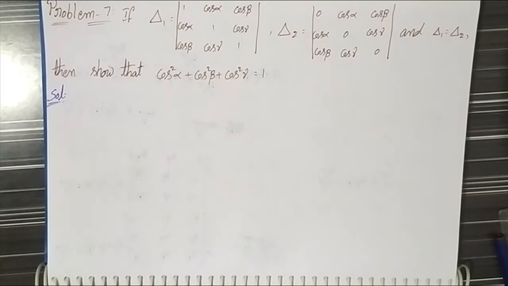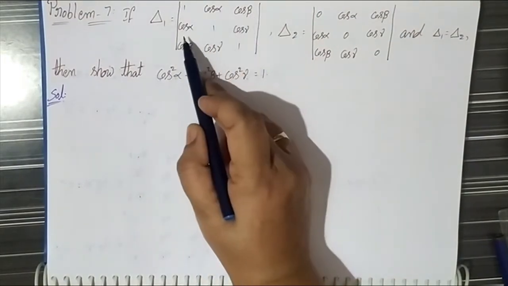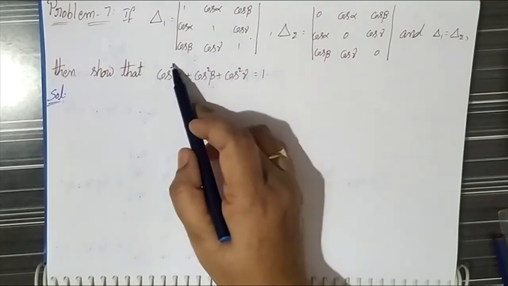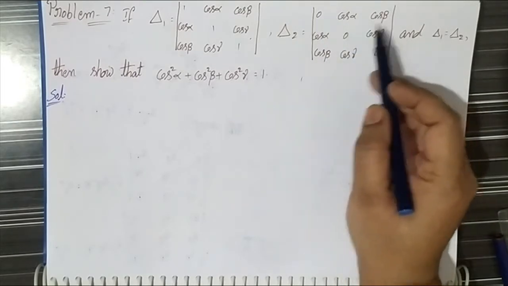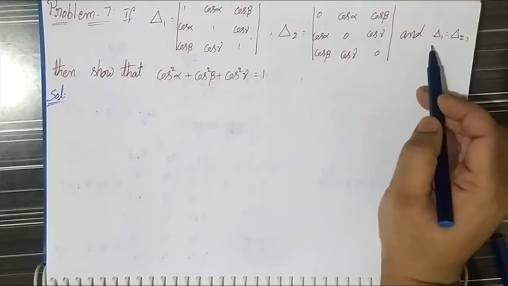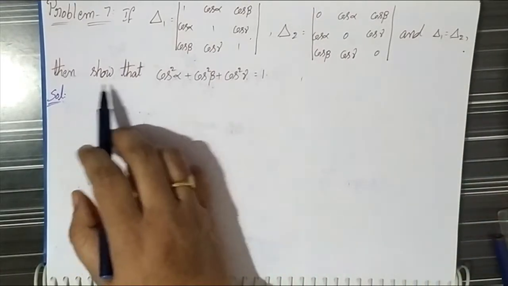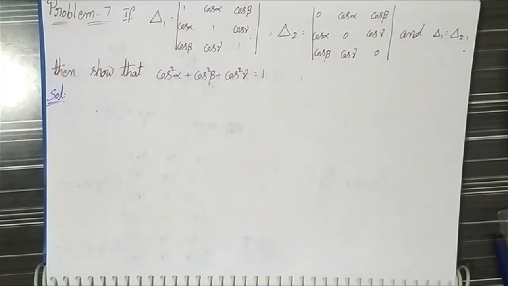Next, in this video, we have to discuss the next problem in the same exercise 3D, section 2, problem number 7. The problem is: if delta 1 equals the determinant 1 cos alpha cos beta, cos alpha 1 cos gamma, cos beta cos gamma 1, and delta 2 equals the determinant 0 cos alpha cos beta, cos alpha 0 cos gamma, cos beta cos gamma 0, and delta 1 equals delta 2, then we have to show that cos square alpha plus cos square beta plus cos square gamma equals 1. This is our given problem.